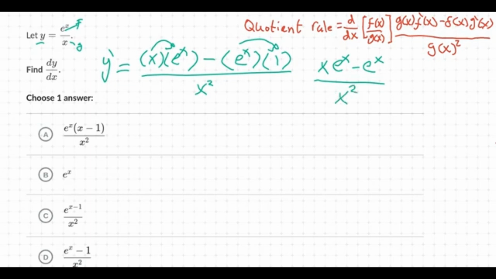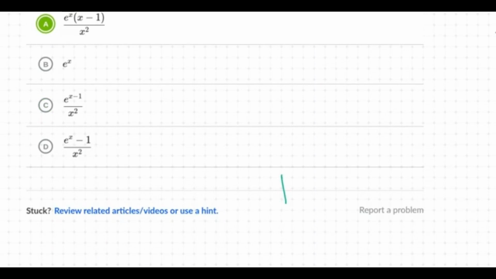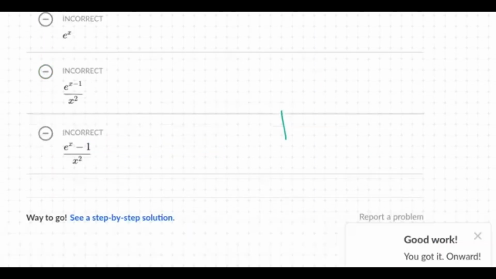Now let's choose the answer that matches our final answer, and it will be option A, because e to the power of x multiplied by x will give us x and e to the power of x, and e to the power of x multiplied by negative 1 will give us negative e to the power of x over x squared. So let us choose it and let us check our answer, and you got it.